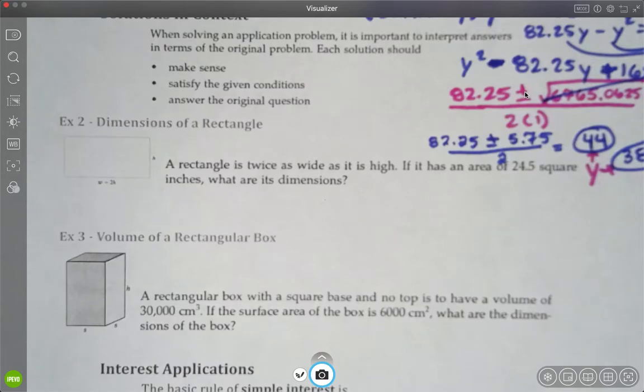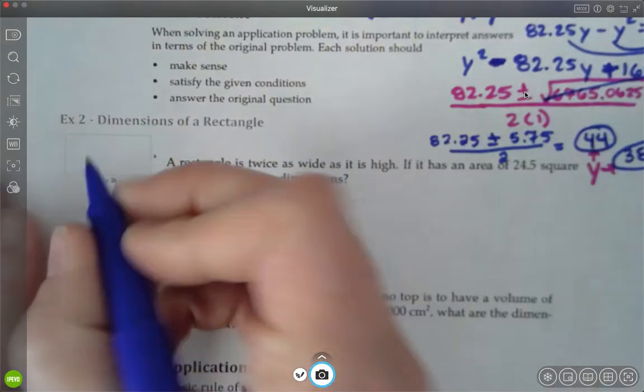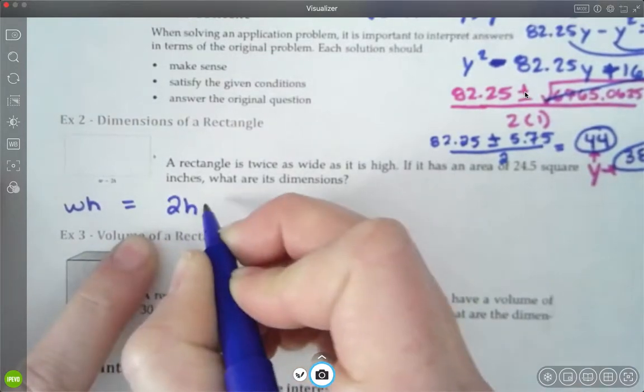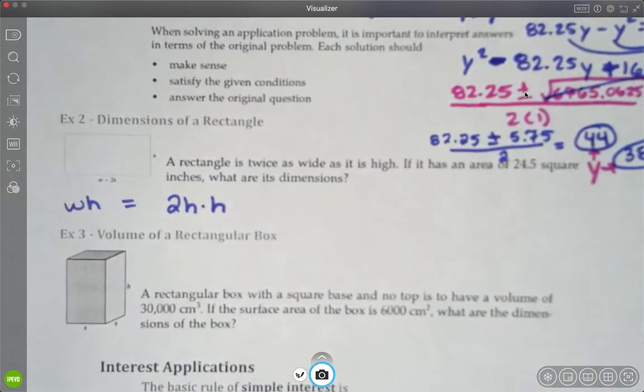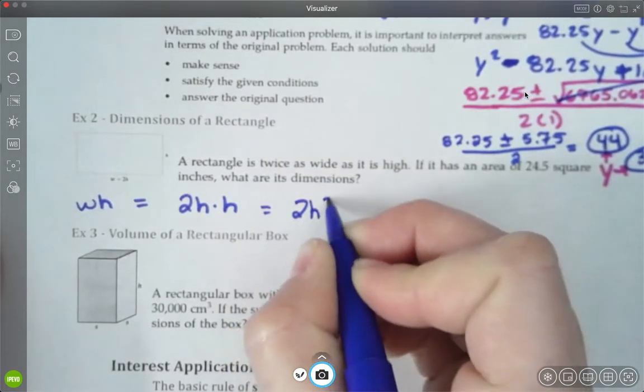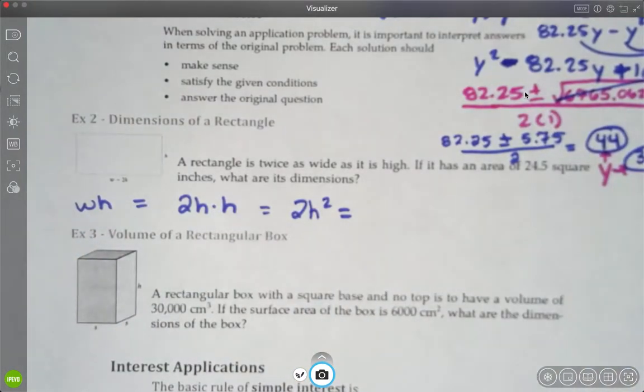This one's a little bit faster and easier. How do we find the area of this rectangle? Width times height, which is 2h times h. It's the width times the height, but since they're labeling width as 2 times h, we can call that 2h squared. And we said that that has to be equal to what?